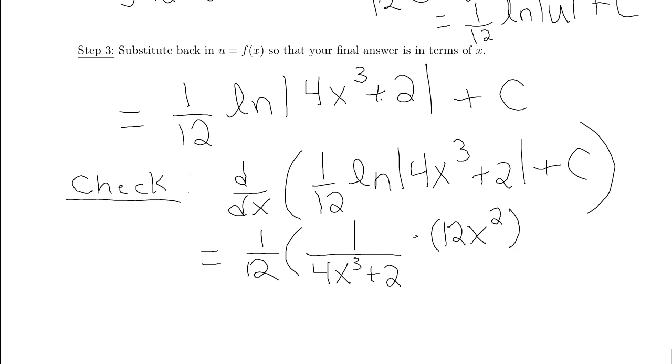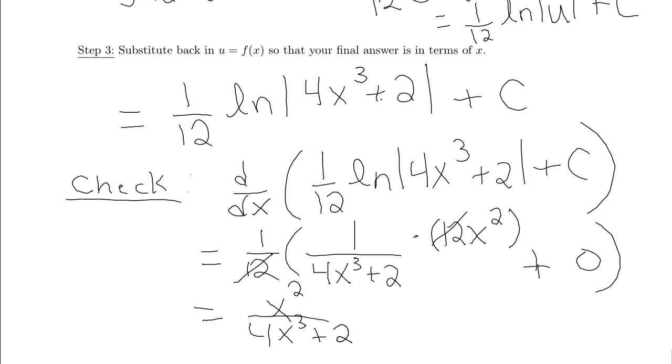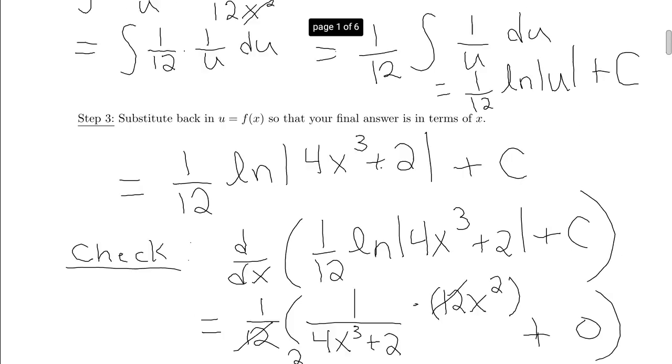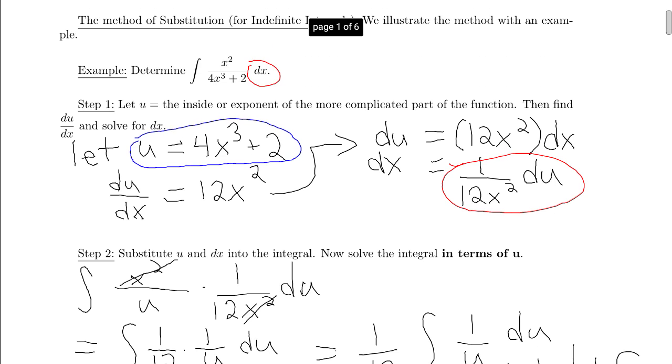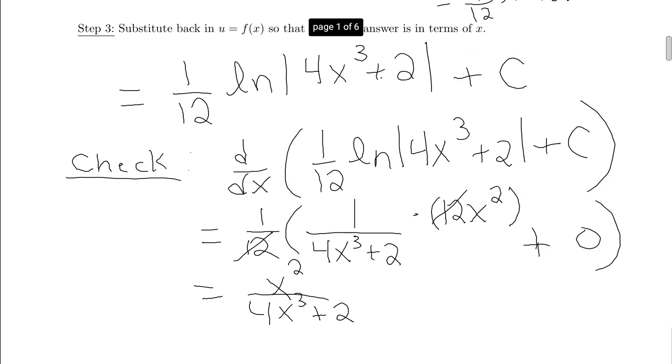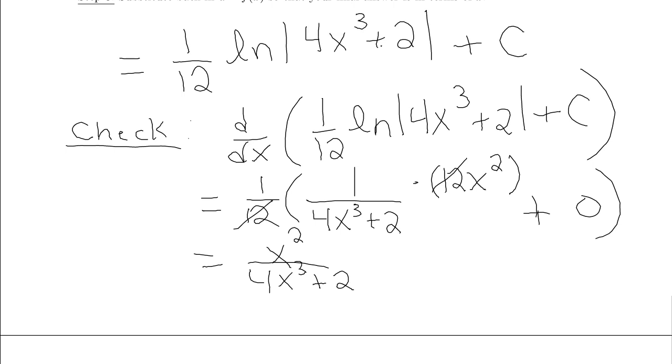And then the derivative of plus c is going to be just 0. So let's actually just write that in. So I'd have plus 0. Okay, so let's simplify this a little bit. My 12 and 12 are going to cancel, and so I'm left with x squared over 4x cubed plus 2. Okay, well, let's go up above. That is exactly our original function here. It's x squared over 4x cubed plus 2. So that means we actually got the antiderivative correct.